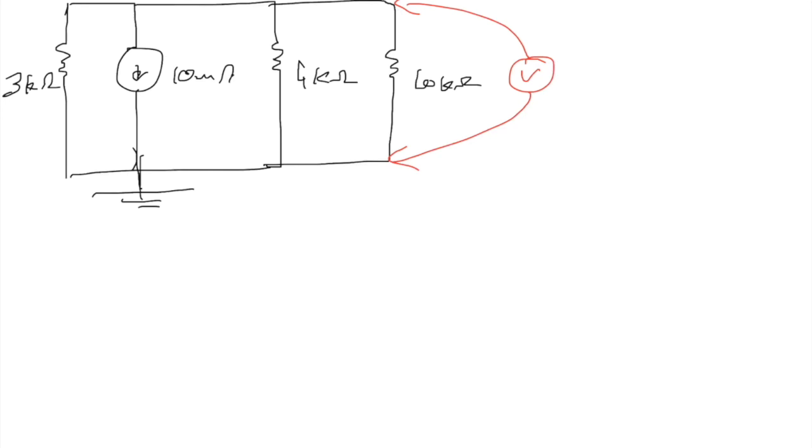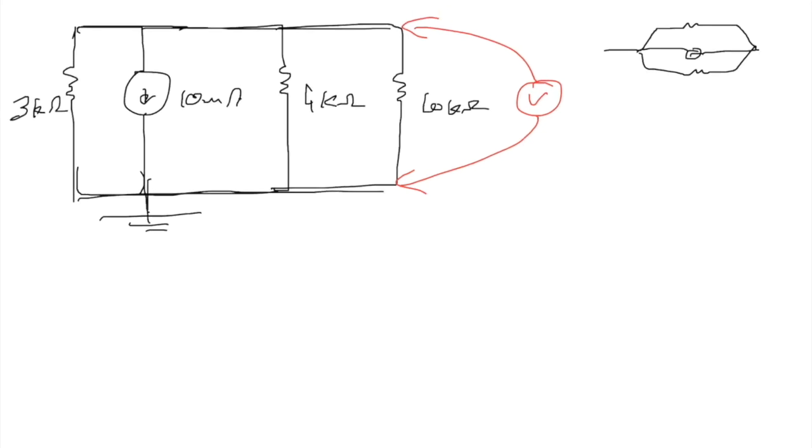So if you look at this circuit, all the ends of the resistors are shorted or connected together. Right? So in reality, this circuit would look somewhat like you've got your 3 kilo ohm resistor, your current source, your 4 kilo ohm resistor, and your 10 kilo ohm resistor. So one side is completely grounded.